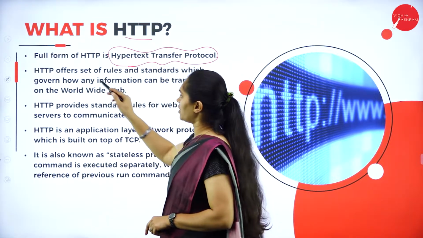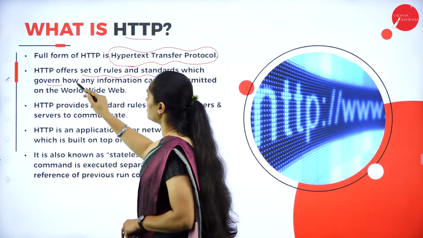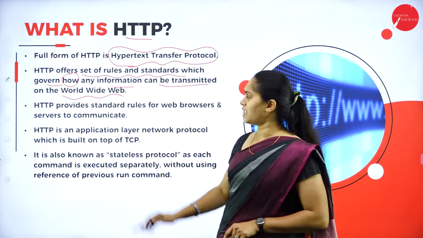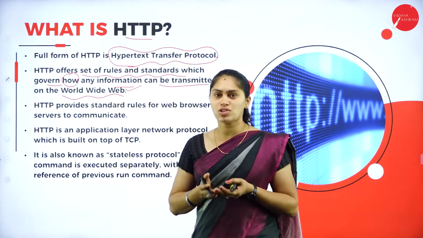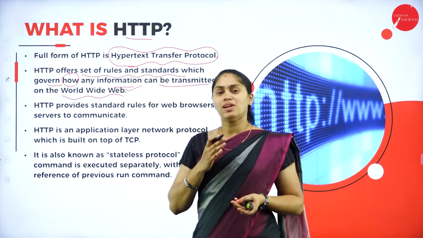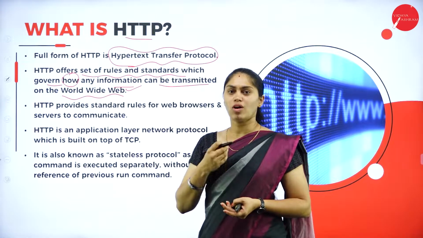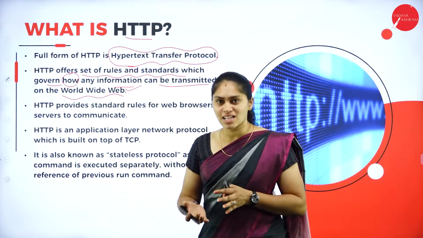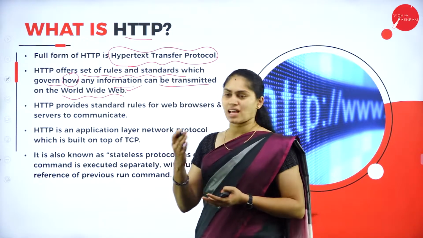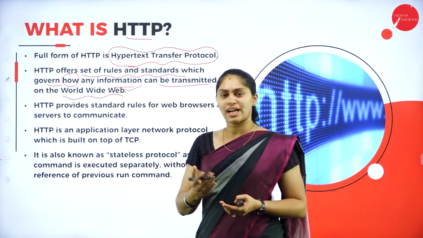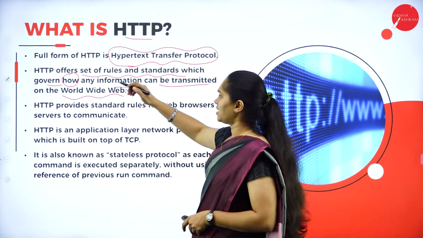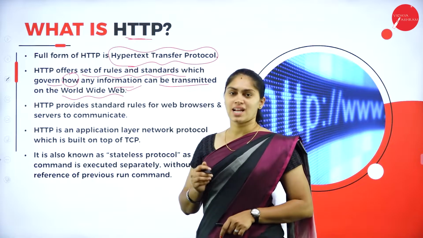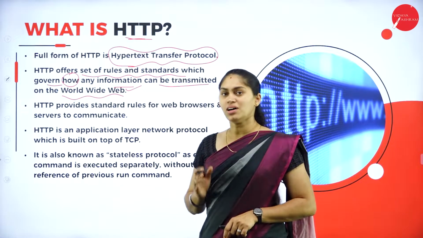This HTTP offers a set of rules and standards which govern how any information can be transmitted on the World Wide Web. We got to know that the World Wide Web has a collection of websites. Then this HTTP sets some standard. It is a protocol, or set of rules and regulations, which we are supposed to follow when we are getting data: how the data is transmitted within the web, how it needs to be transmitted, how it needs to be governed. All those rules and regulations are determined and given by HTTP, or Hypertext Transfer Protocol. By following all these rules and standards, we can access the content we have in the World Wide Web.